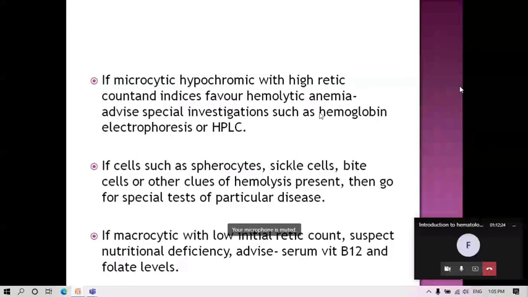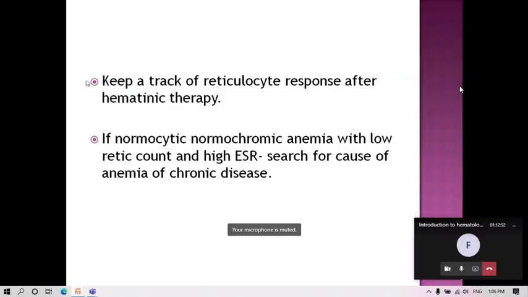So basically, it is very important to keep track of reticulocyte levels. You will know whether it is increasing or not increasing. And if normocytic normochromic anemia is there with very low retic count and high ESR, you should search for the cause of anemia of chronic disease.